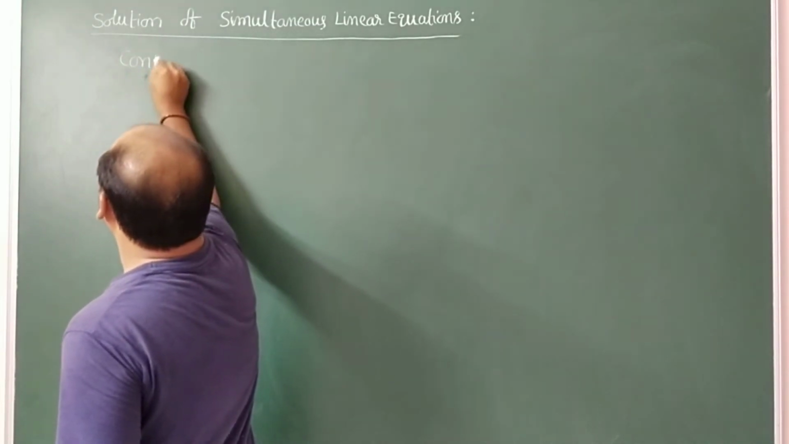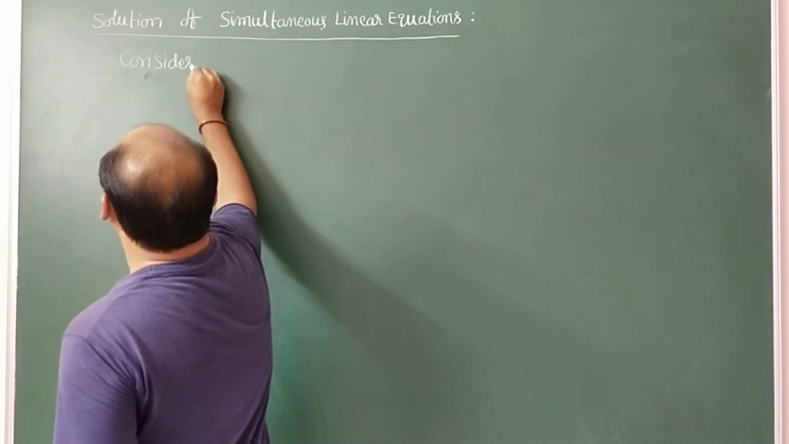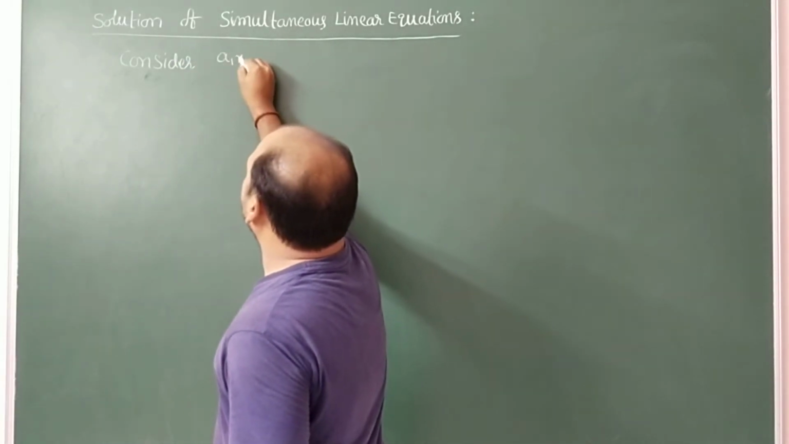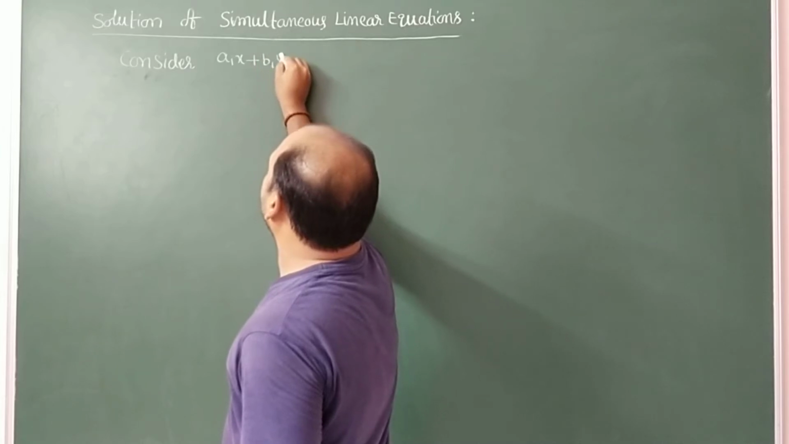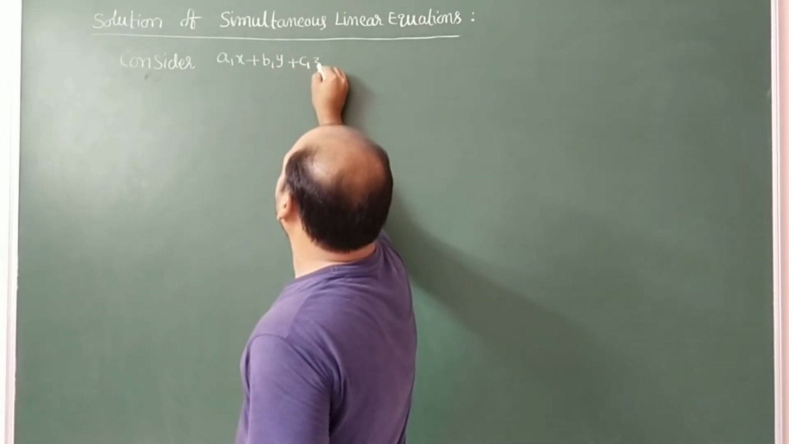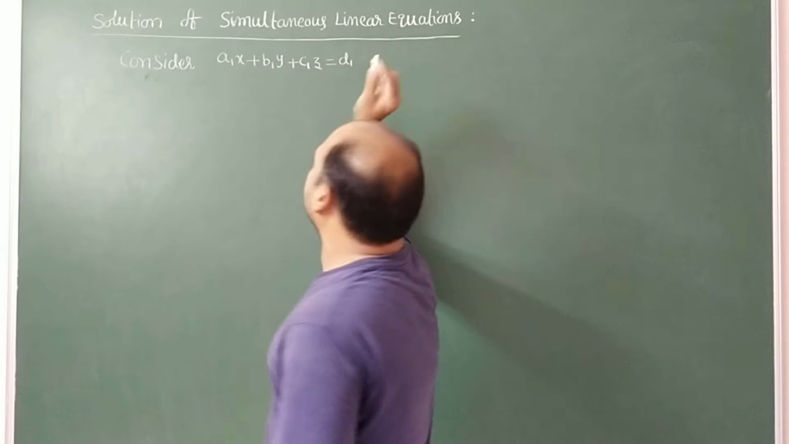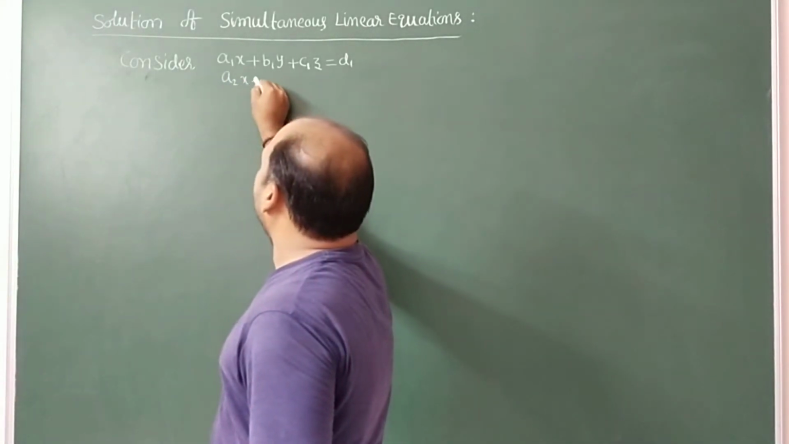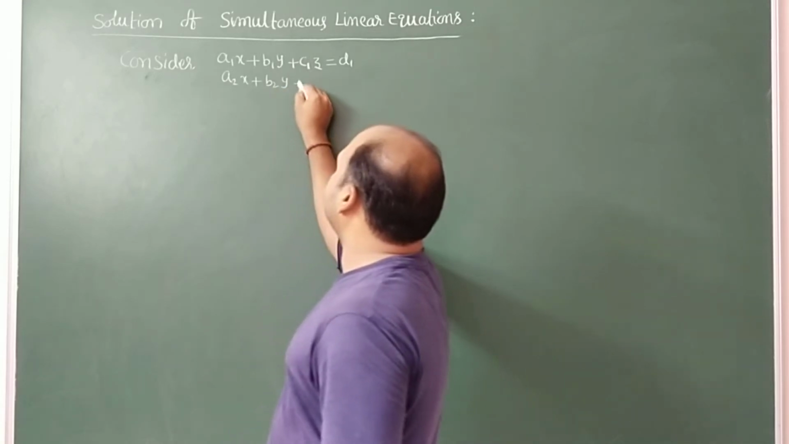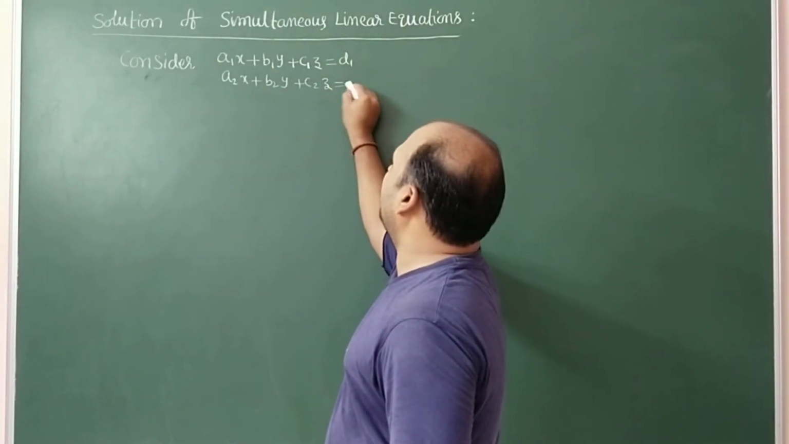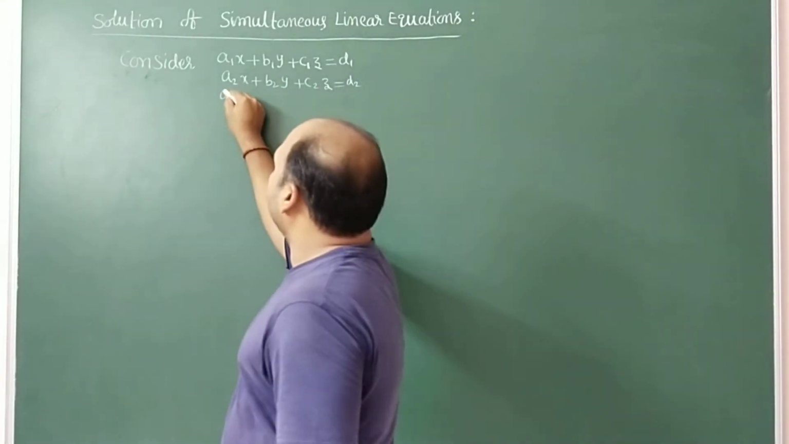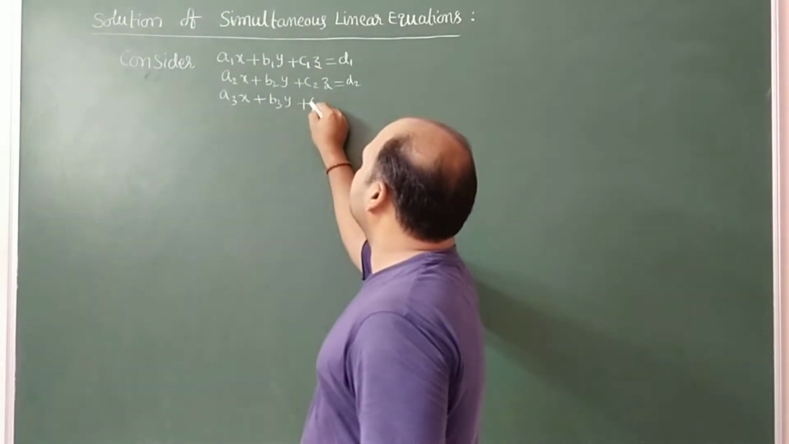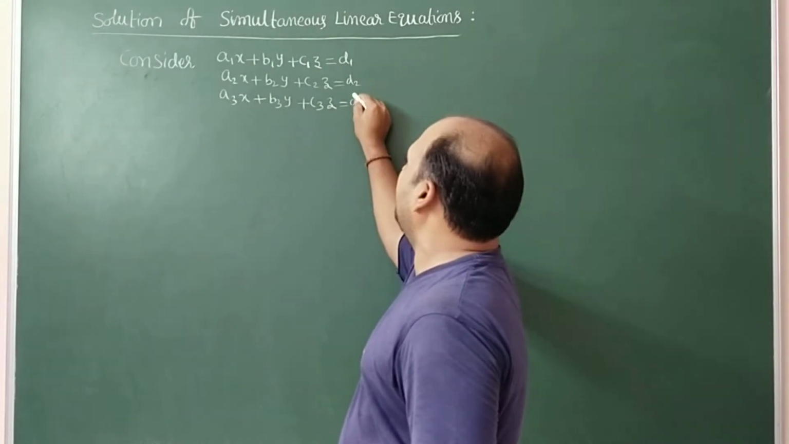Consider the system of linear equations: a1x plus b1y plus c1z equal to d1, a2x plus b2y plus c2z equal to d2, a3x plus b3y plus c3z equal to d3.